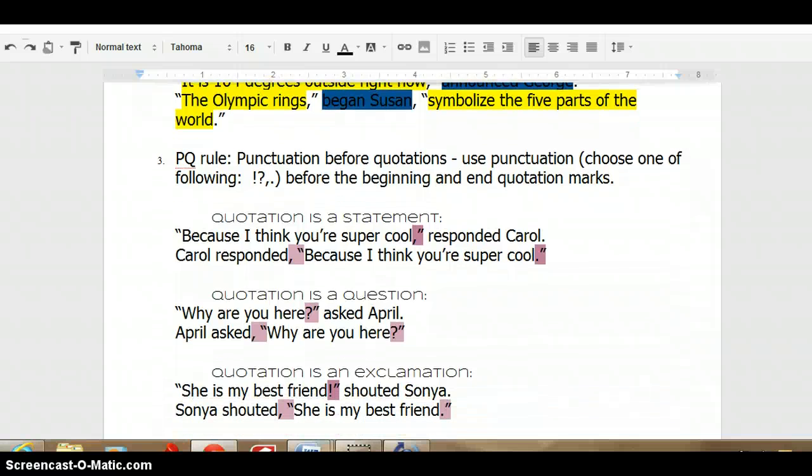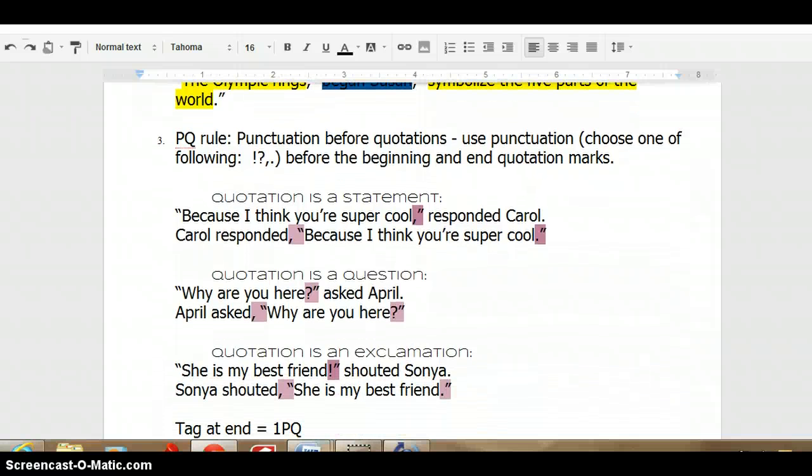Okay, now rule 3. This is the most important rule that we will do, and that's your PQ rule. It's easy to remember because think alphabetically, LMNOPQ. It comes that way in the alphabet, so it should be easy to remember. And it means that you should use punctuation before quotation marks, before the beginning and in quotation marks as needed.